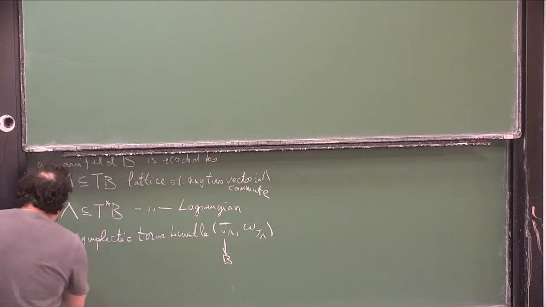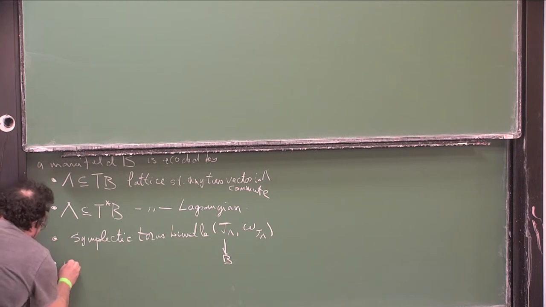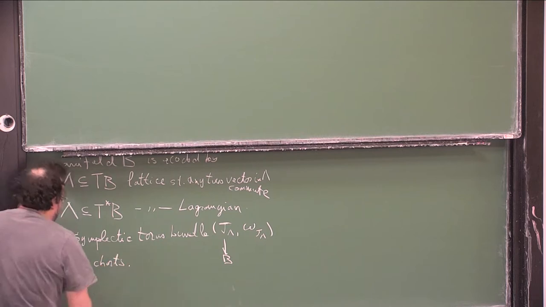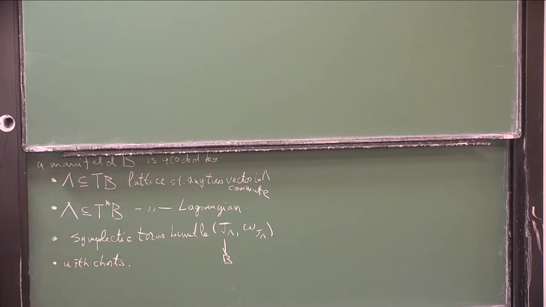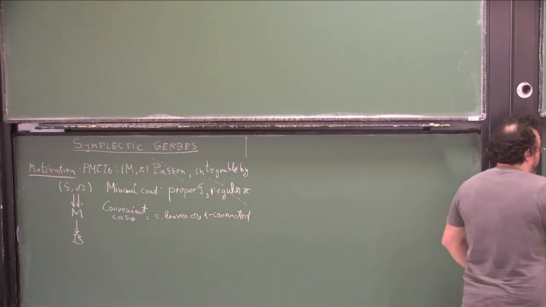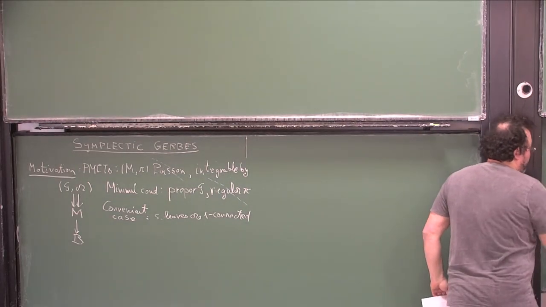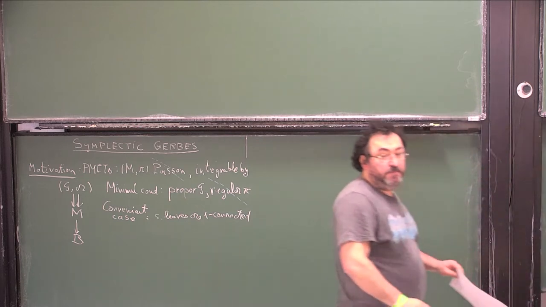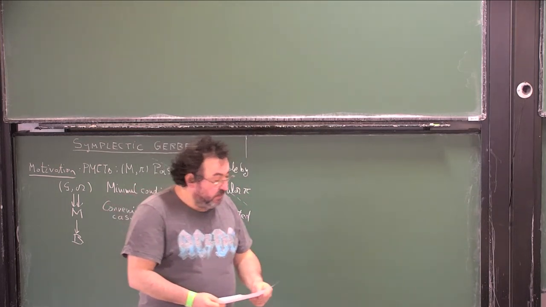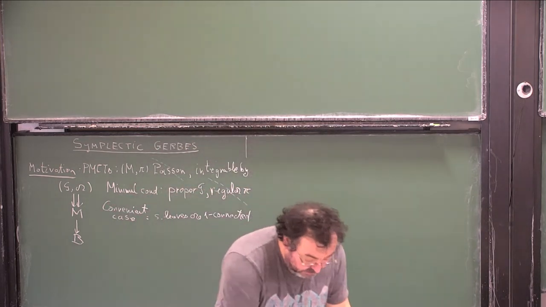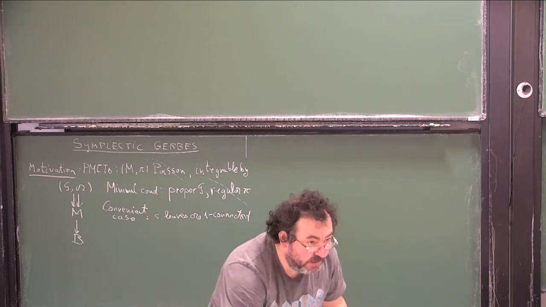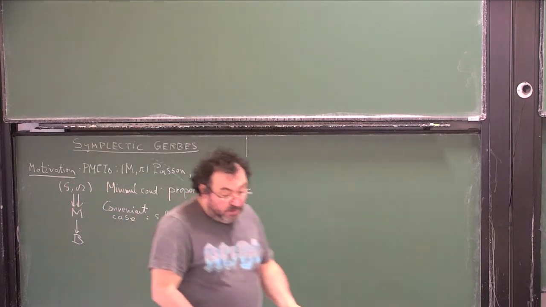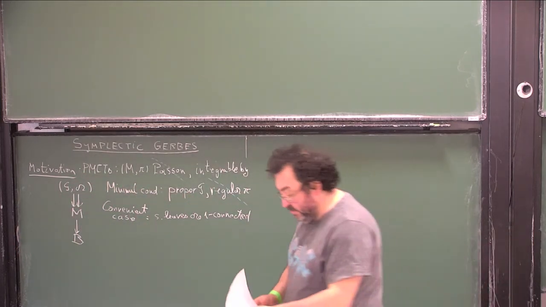Okay. And then there is the usual definition with affine charts, of course, the thing that you have in mind, but for practical purposes, for us, let's take this definition with the lattice, and we are going to use this symplectic torus bundle. So that's integral affine structures on a manifold B. So let's see how that arises in our motivating example.